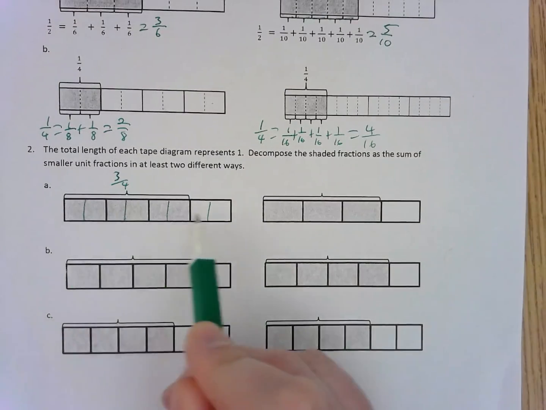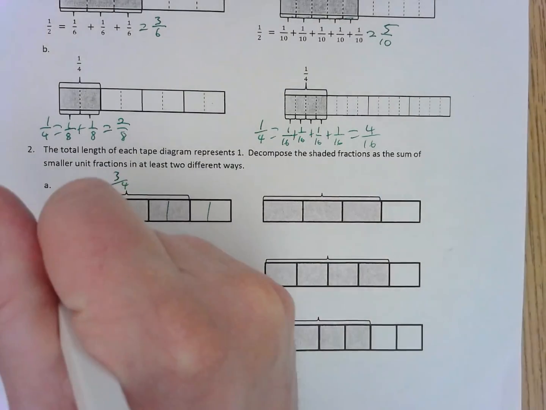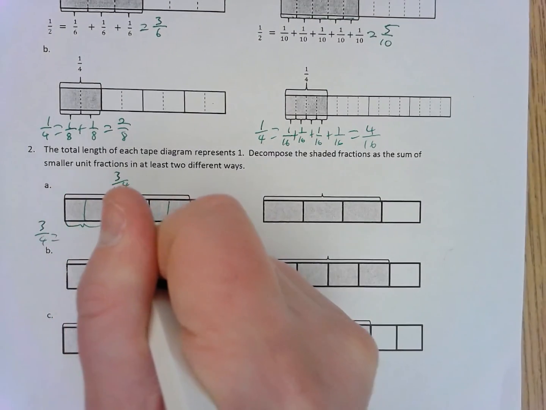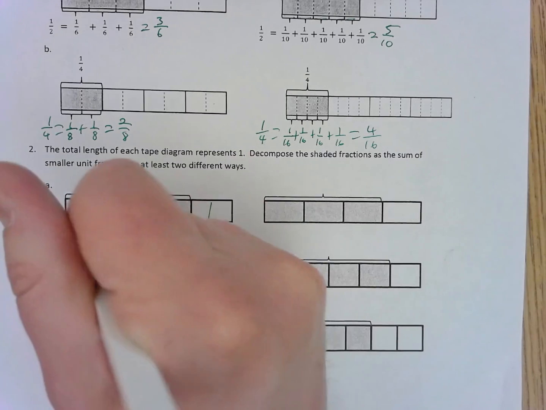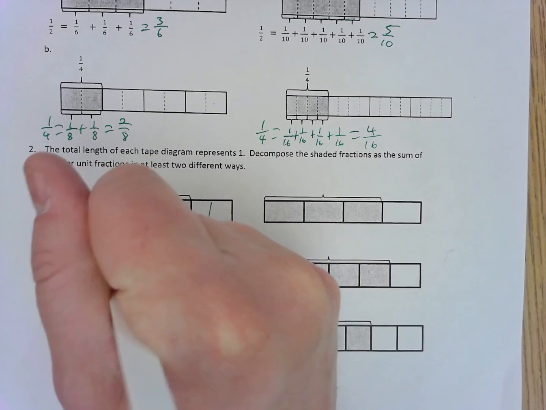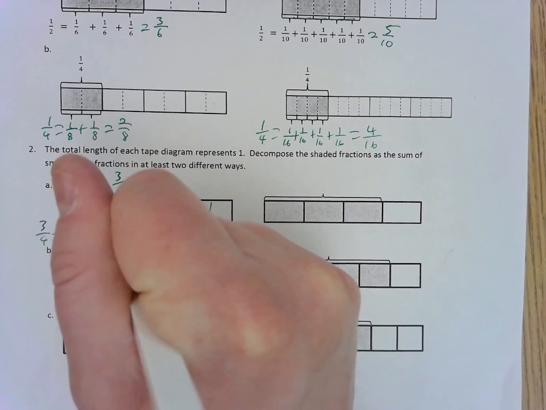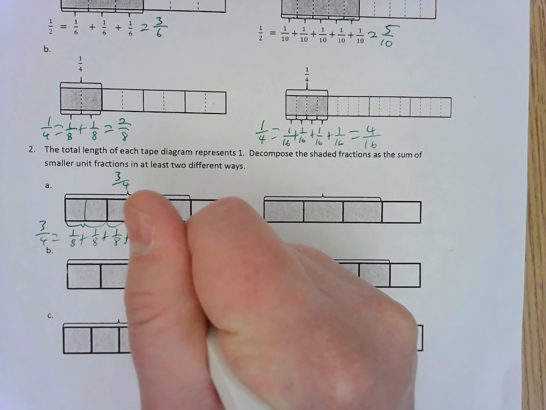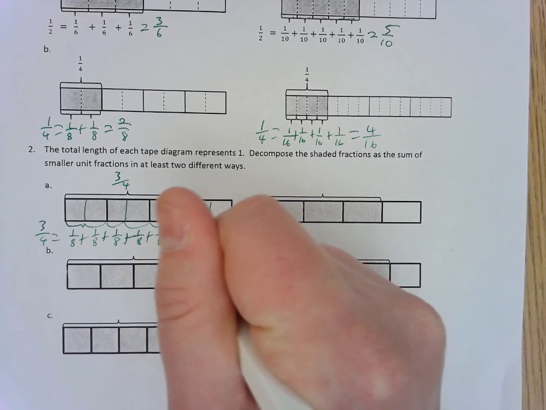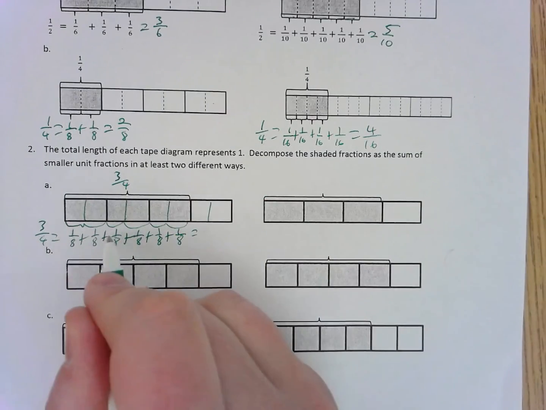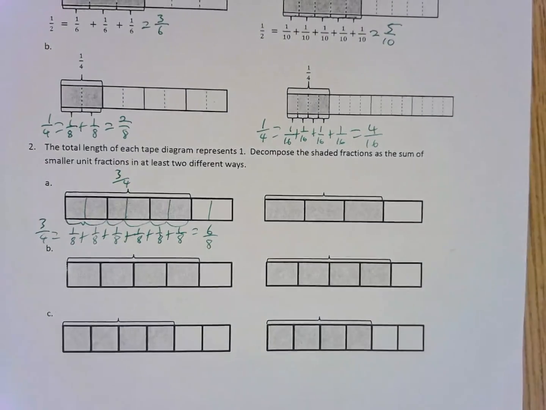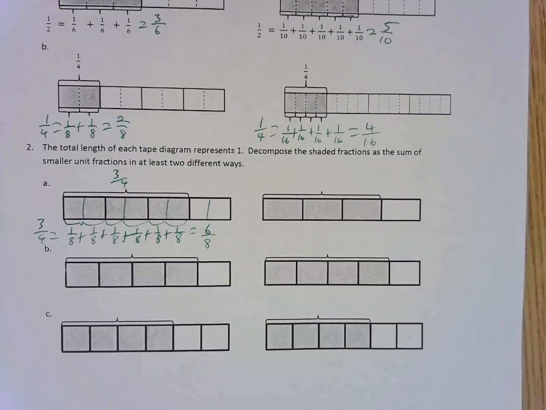So now we have 8 total parts, so we have 3/4 equals, each one of these is worth 1/8 plus 1/8 plus 1/8 plus 1/8 plus 1/8 plus 1/8. And that equals 1, 2, 3, 4, 5, 6 eighths. Okay, so 3/4 equals 6/8.